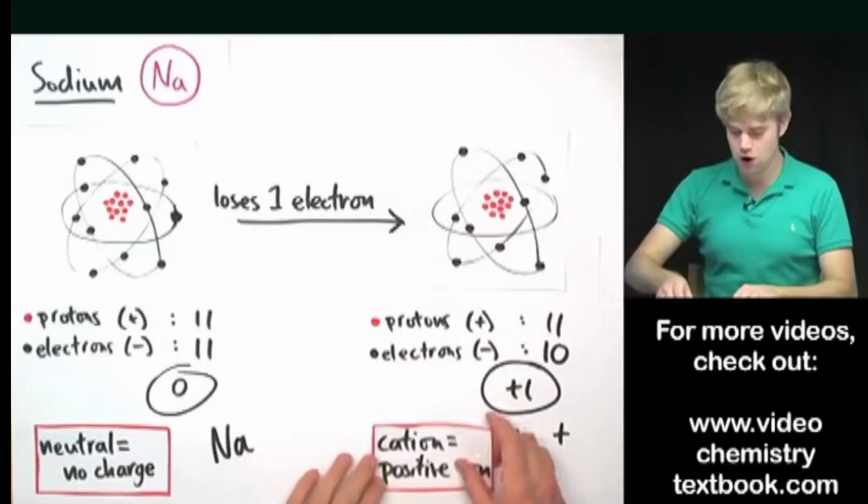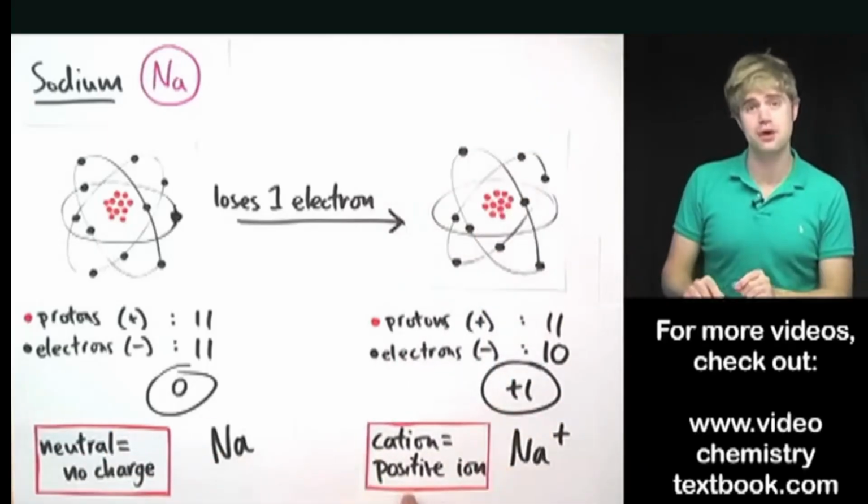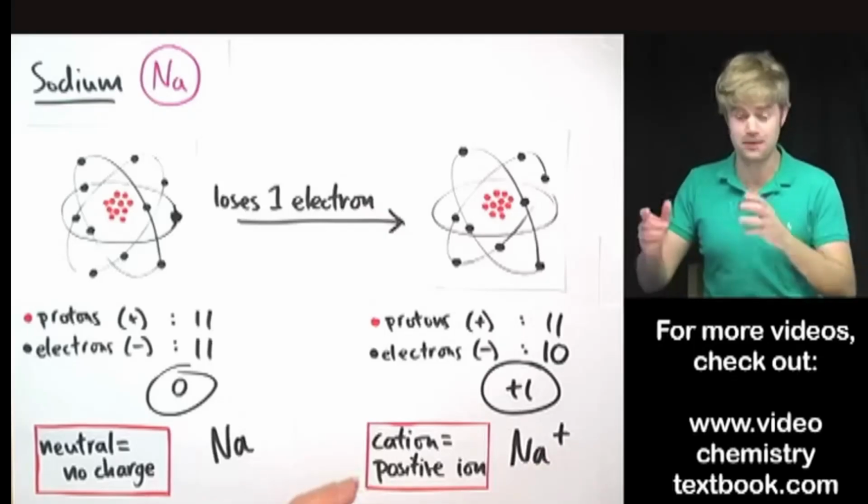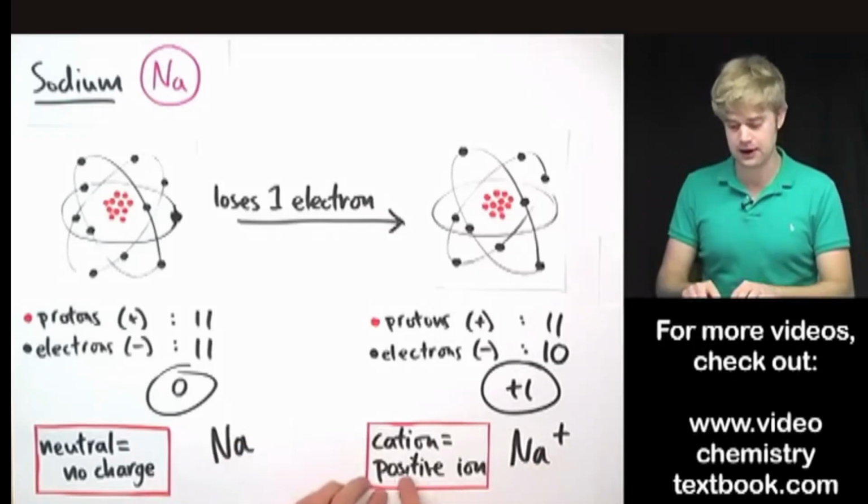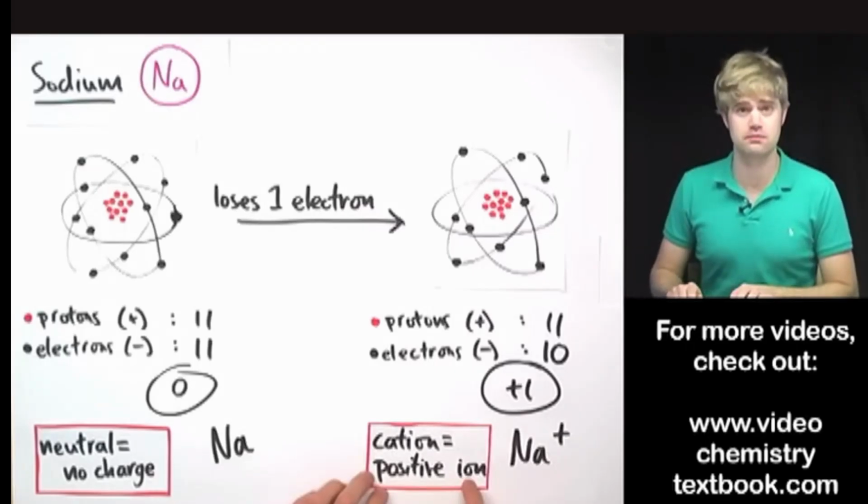We have a name for this. We call it a cation, which is what we call any ion that has a positive charge. So you'll notice we don't need to say the word neutral atom anymore, because an atom is neutral, and an ion has a charge.